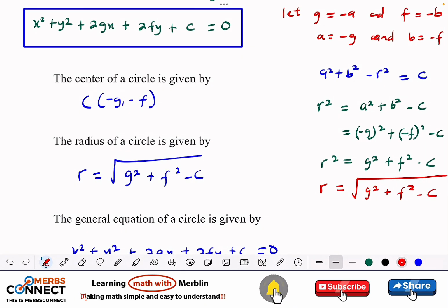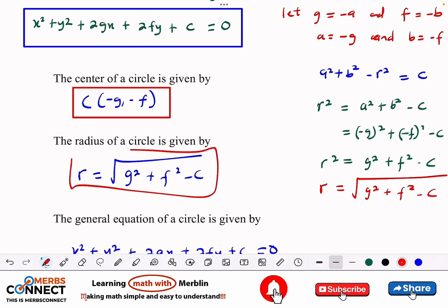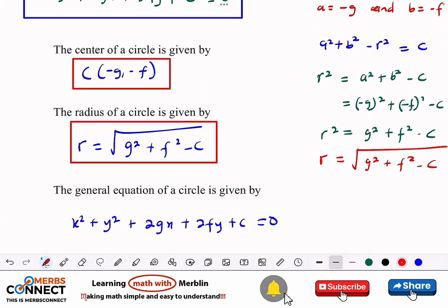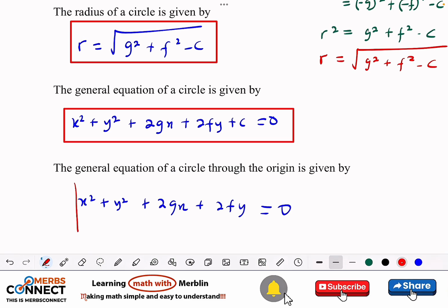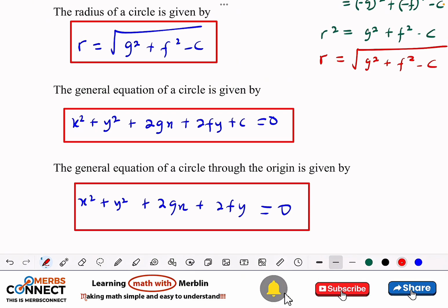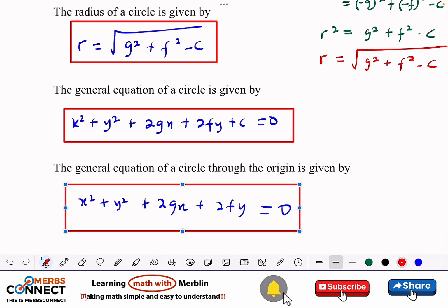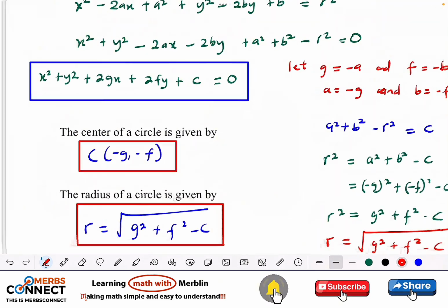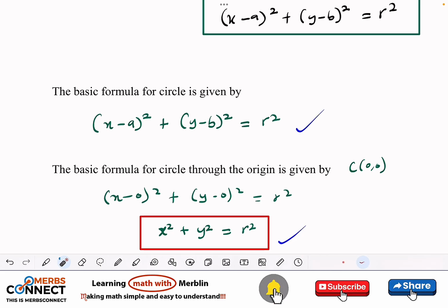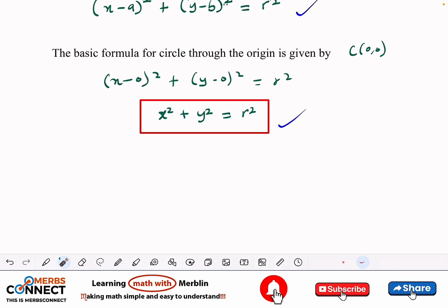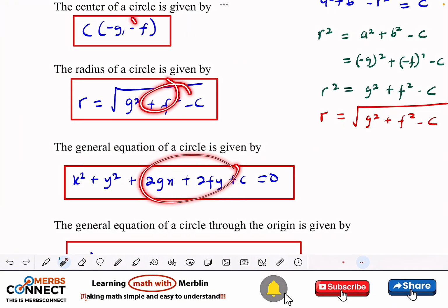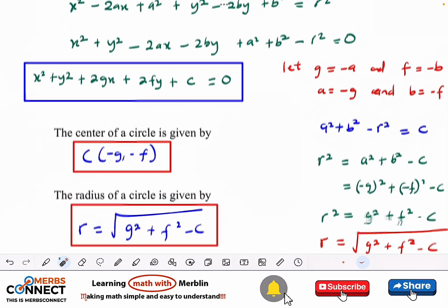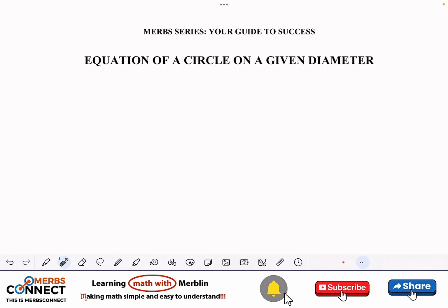So don't forget center, radius, good, and then the general equation. And then this, basically, you don't need to even have in mind, because if it is 0, we can just get it from there. So now we know the basic equation for a circle, and then we know the general equation, the radius and the center here. Very, very important. Very, very important. All right, let's go on.